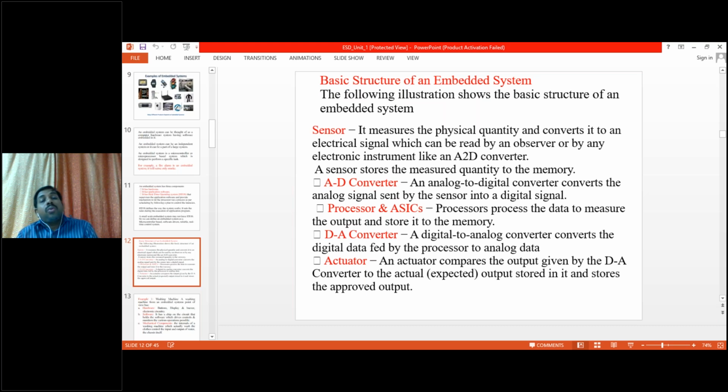Then digital to analog output. A digital to analog output converter is required because the processed data available in the processor must be converted to an analog signal that is sent to an actuator. The actuator will give it to the output unit. The output unit can be a display. The output unit can be a motor rotation. So output can be anything physical. The actuator compares the output given by the converter to the actual expected one, and it sets as per the approved output.